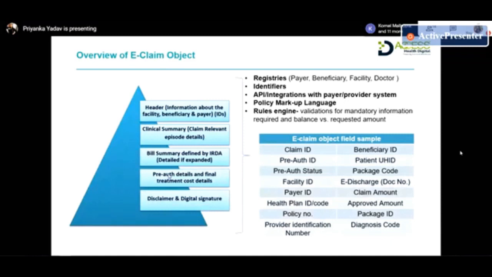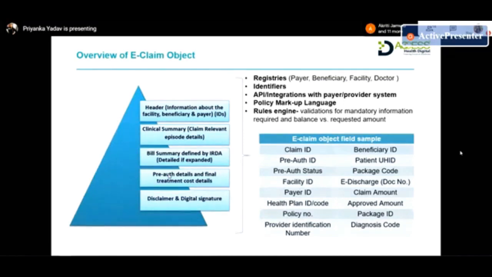Then the clinical summary, with claim relevant episode details. For example, admission date, discharge date, admission time, discharge time, the presenting complaint when the patient reported for admission, what was the diagnosis, any further diagnosis during the treatment that might have complicated the case, any existing condition like diabetes that can again complicate the case, any complication during the surgeries. All those details will come under the clinical summary. And also all the clinical orders that were made for the patient during his stay in the hospital.